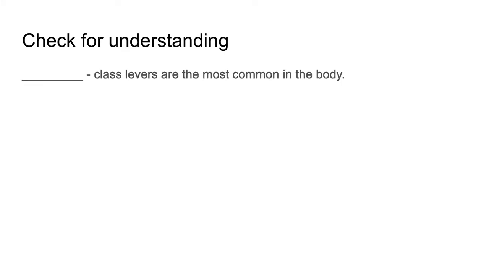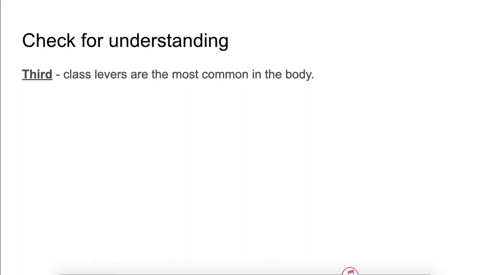All right, next question. Blank class levers are the most common in the human body. Again, I'll give you a minute to think about your response, and if you're working with someone, in person or online, explain it to them and then let them explain it back. I'll pause the video. Okay, let's see what the answer is. It is a third class lever, which is the most common in the human body.